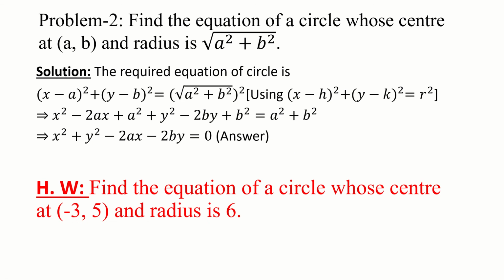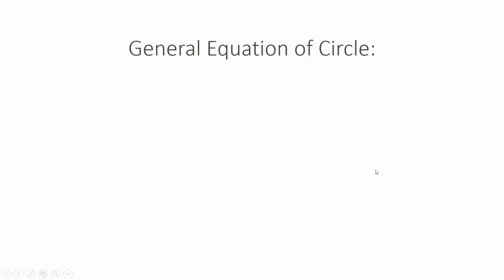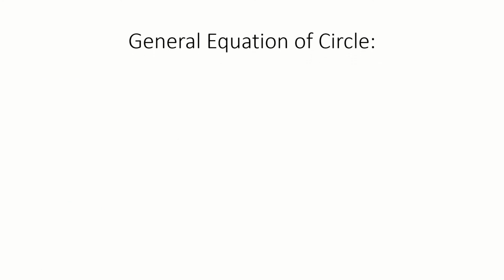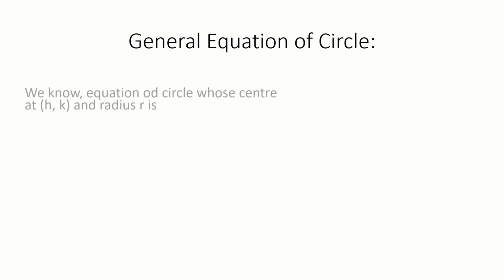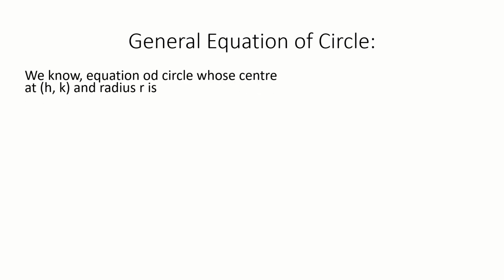Now this is homework. Find the equation of a circle whose center is at (minus 3, 5) and radius is 6. Now, general equation of circle. We know the equation of a circle whose center is at (h, k) and radius r is... here is wrong, that would be C, not O, C here will be C.